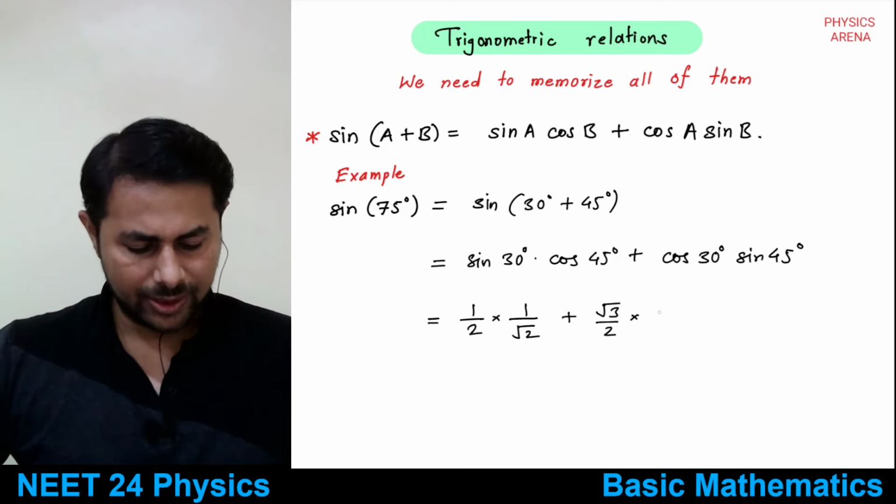So sine of 45 is 1 by root 2. Then cos of 30 is root 3 by 2, minus cos of 45 is 1 by root 2 and sine of 30 degrees is 1 by 2. So again you can take 1 upon 2 root 2 common and it will be root 3 minus 1. Right, this thing will be equal to root 3 minus 1.